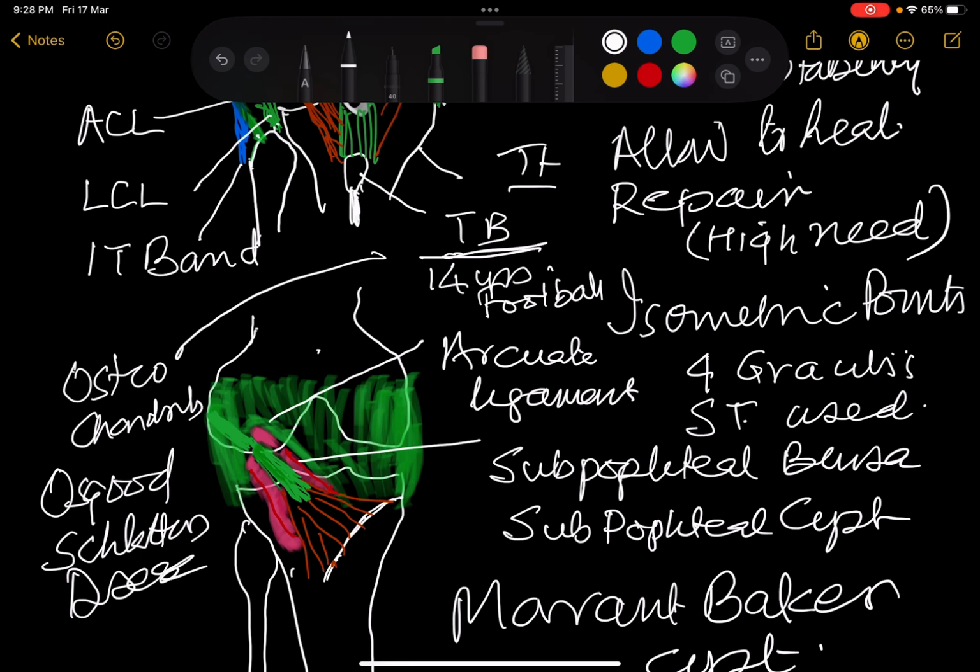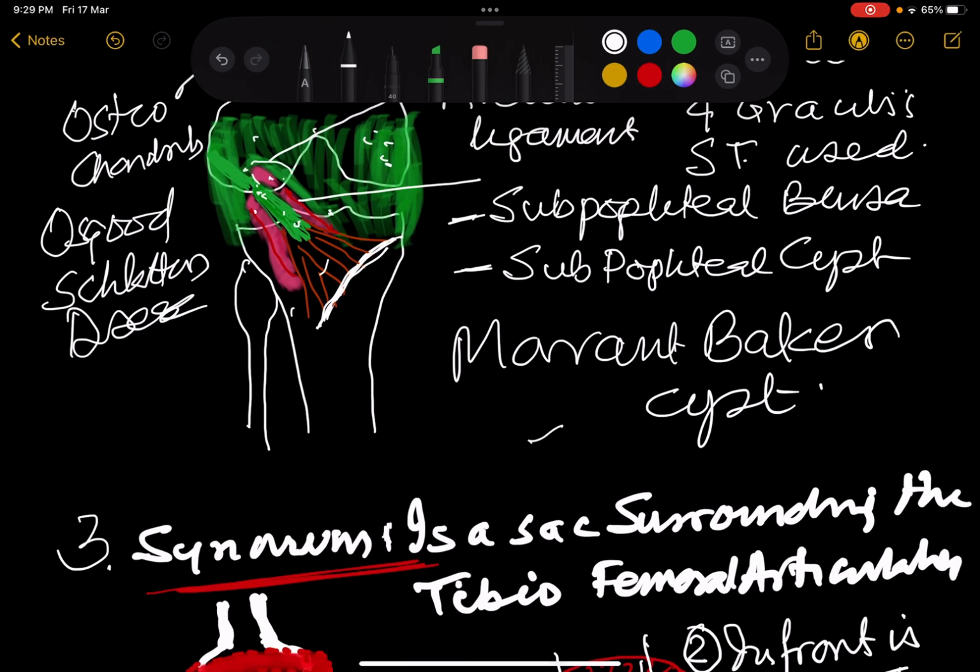Then you look at it posteriorly, you see the capsule. These are the arcuate fibers arching around the popliteus tendon, which is getting attached to the soleal line of the tibia. Under the popliteus tendon, you can see a flap of the synovial membrane, which is called the subpopliteal bursa. If the neck gets occluded, it becomes swollen, then it is a subpopliteal cyst or Morrant-Baker cyst. The Morrant-Baker cyst is a swelling in the popliteal fossa, which becomes more prominent when you extend the knee.